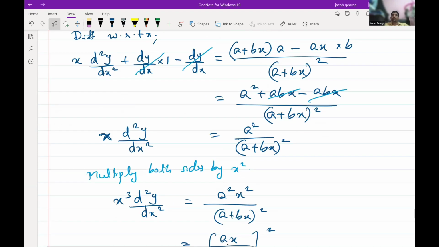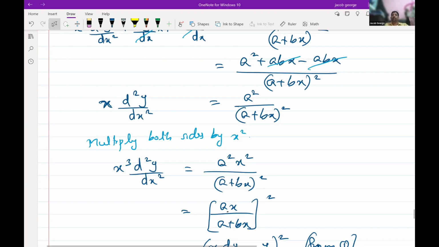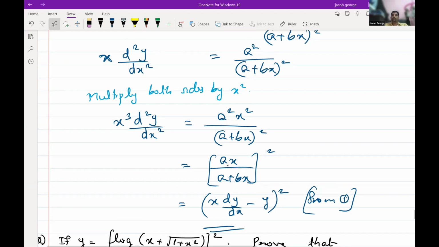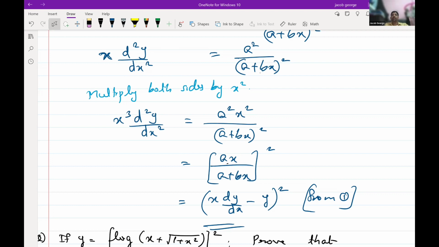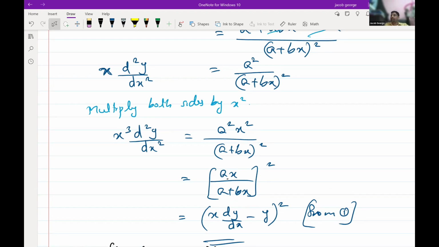Then multiply both the sides by x square. Left hand side is x cube d square y by dx square, equal to a square x square by a plus bx the whole square. That is ax by a plus bx the whole square. Now ax by a plus bx we substitute from equation number 1. Because our answer left hand side is x cube d square y by dx square, that is the reason we multiply by x square. Then we get the final answer: x dy by dx minus y the whole square. All of you understood this? This question is there in past papers.